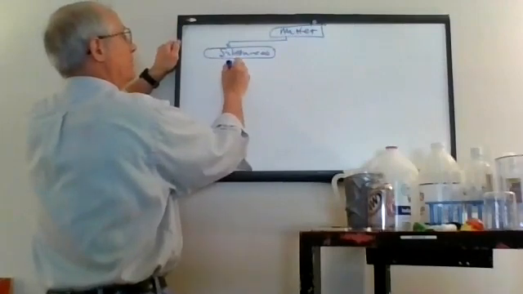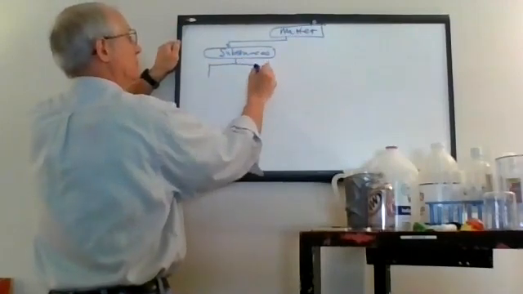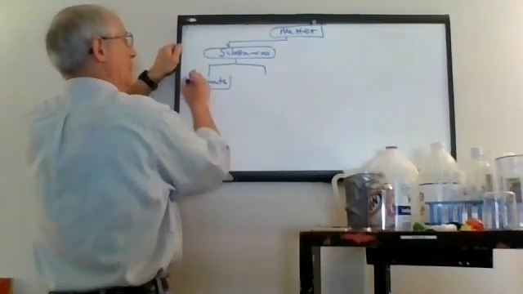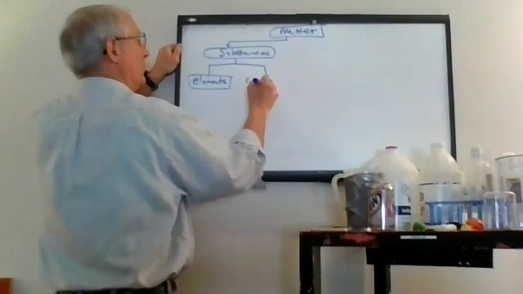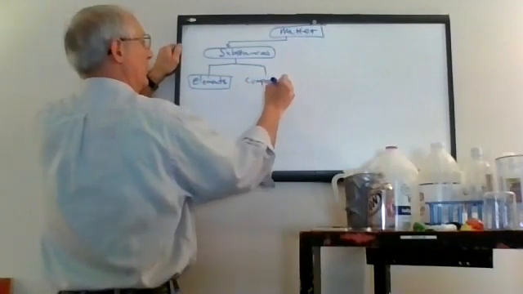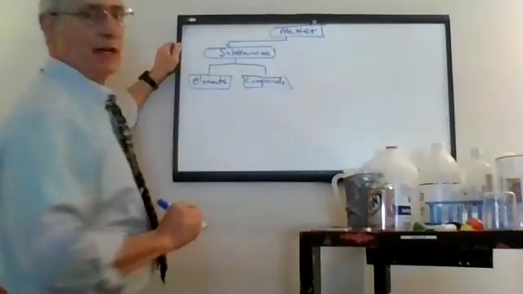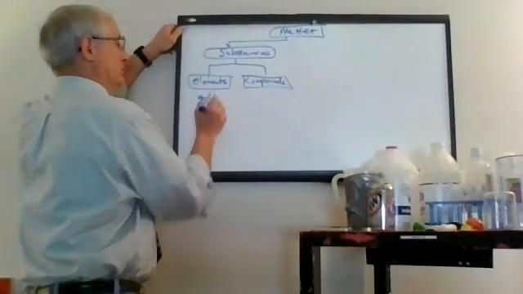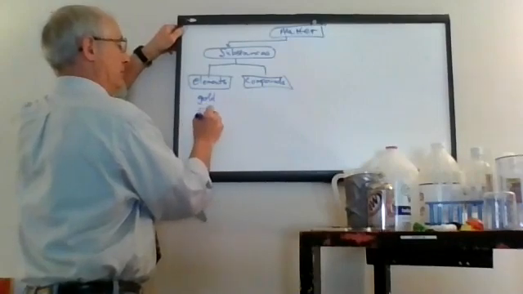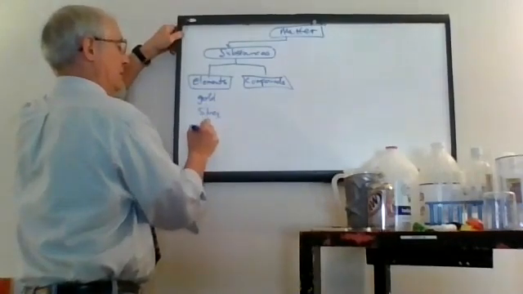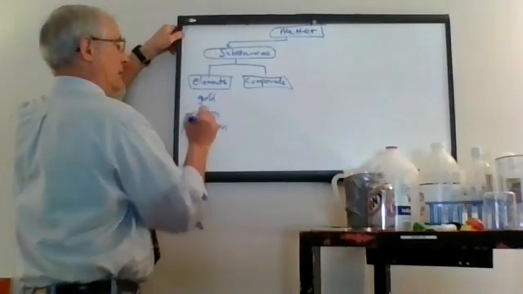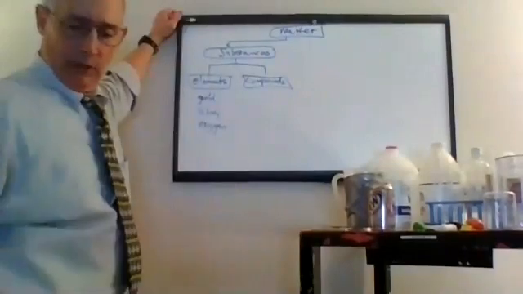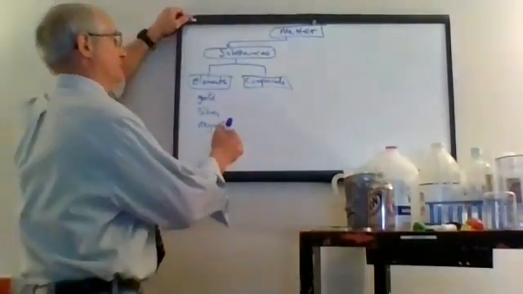which can be divided into elements or compounds. An example of an element might be gold, silver, oxygen, and that kind of thing. Elements. It's on this table called the periodic table of elements.